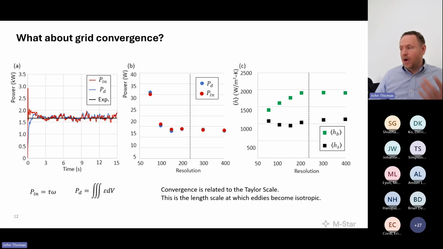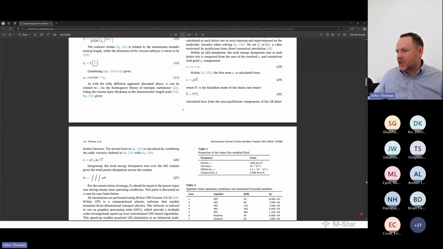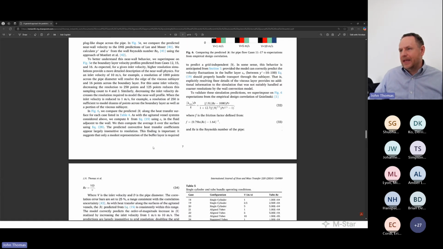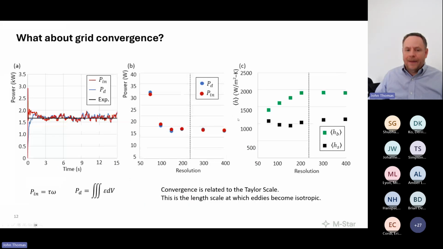And happily, lo and behold, as our power converges, so do our convective heat transfer coefficients. At about the same resolution where our energy balance stops changing with resolution, we stop seeing significant changes in our near wall boundary layer transport. I speak to this a little more in the paper, and there's some discussion on why things converge the way they do, and we can have a discussion after the fact. But to be sure, there is some good theory based on intrinsic turbulent length scales that motivate this observed convergence behavior in LES simulation.